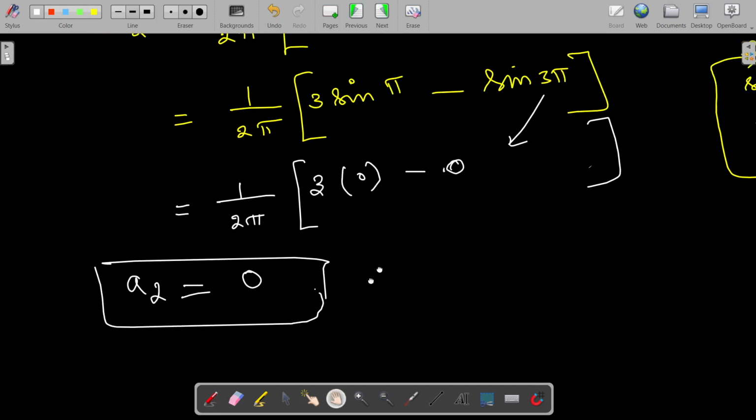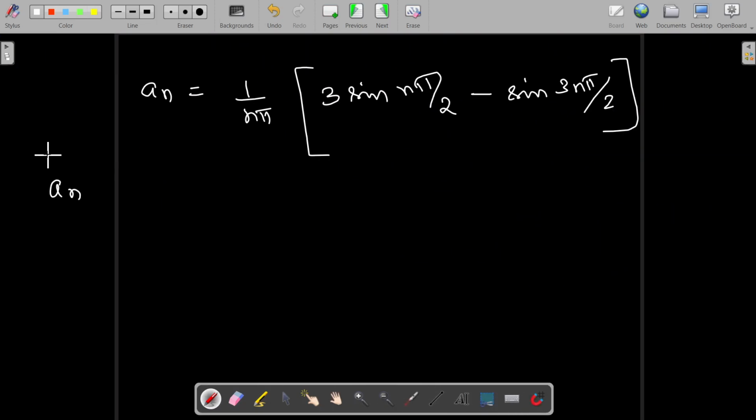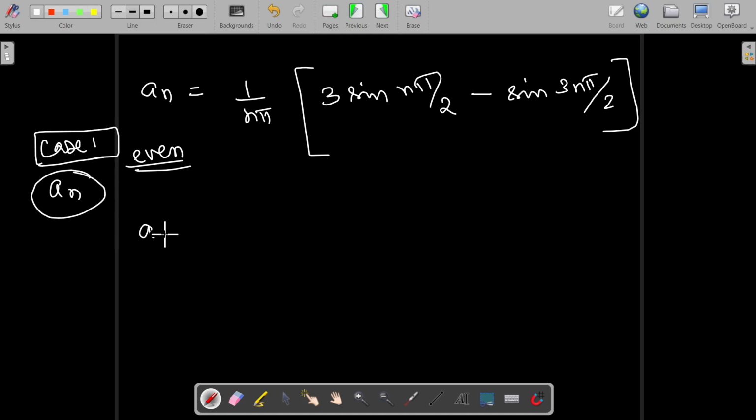Now we need to evaluate a4. For this case 1, where this signal is considered as even, that n value is considered as even, and we need to evaluate this an. We have already evaluated a2 as 0. Now we move on to finding a4. So that is 1 by 4 pi, that means n is equal to 4.